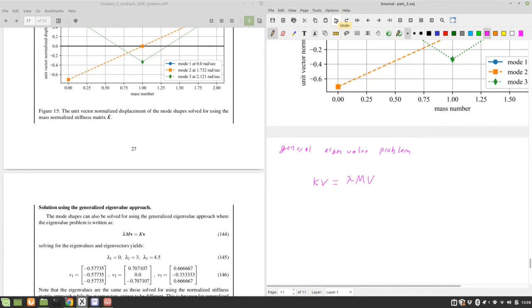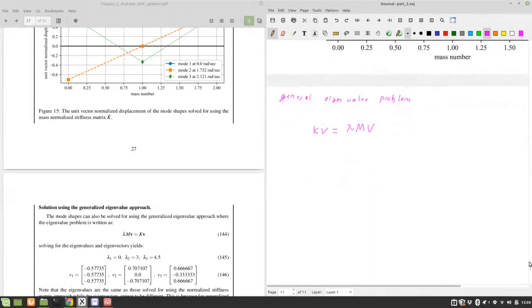So we can put this into Python or MATLAB or however you want to solve it, and we can solve for our generalized eigenvalues. This is going to give us lambda 1 equals 0, lambda 2 equals 3, and lambda 3 equals 4.5. So that's the same that we got before. So our frequencies of our modes are the same, right?